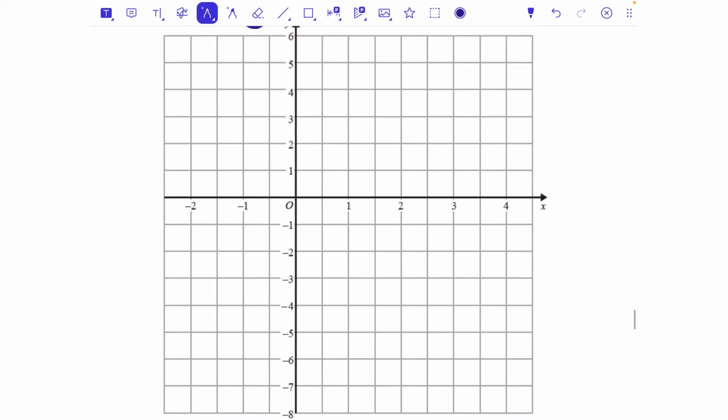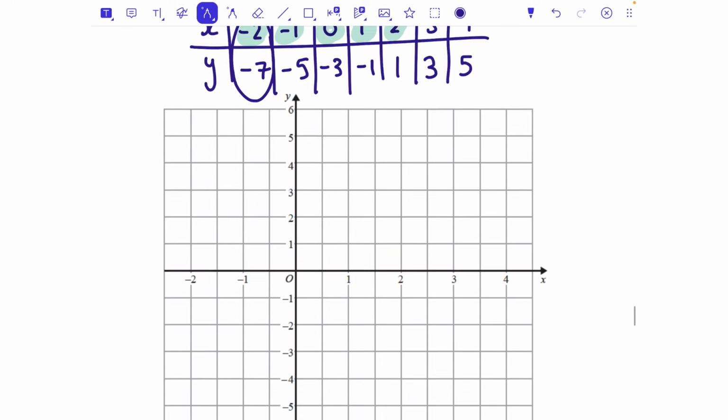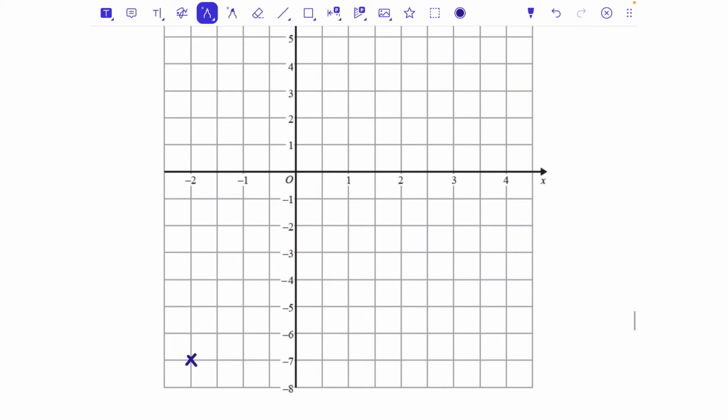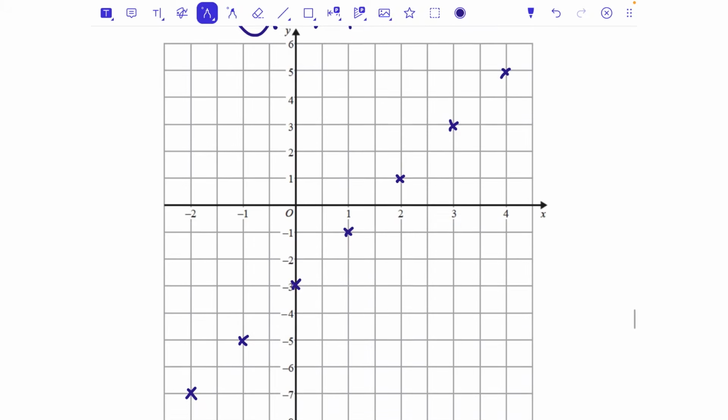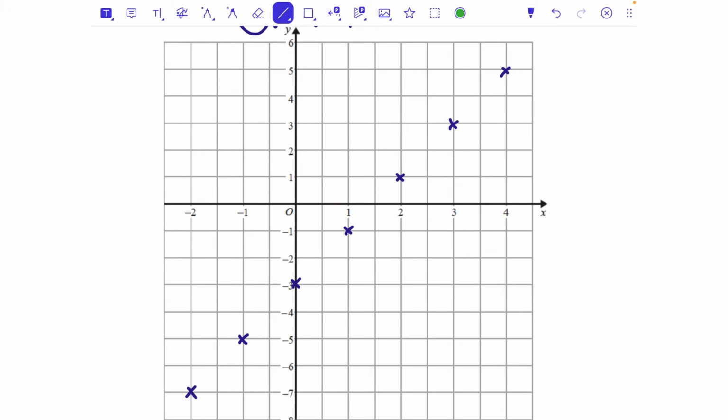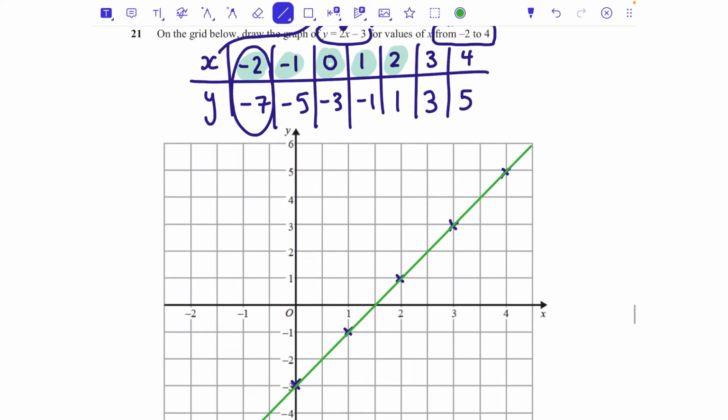So minus 2, minus 7, that's down here, minus 1, minus 5, that's there, 0, minus 3 is there, 1, minus 1 is there, 2, 1 is here, 3, 3 is here, and 4, 5 is here. And then we're just going to join that up with a nice straight line going through all of those points. And that is the line y equals 2x minus 3.